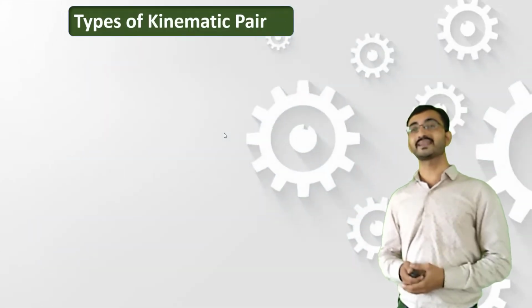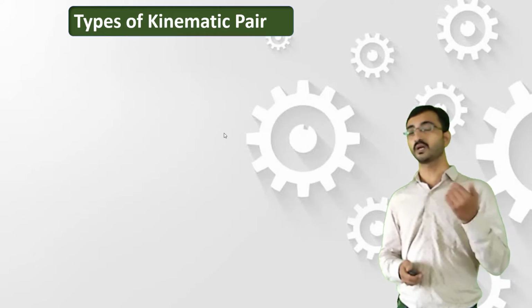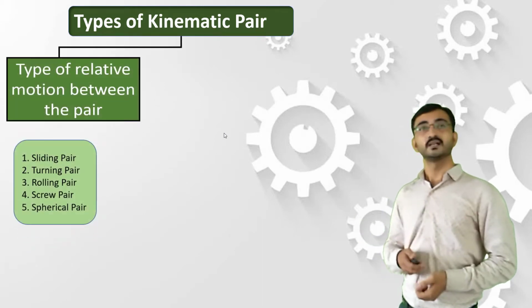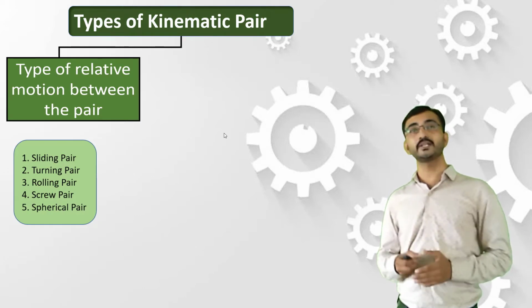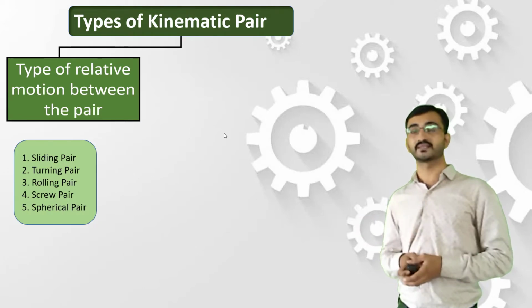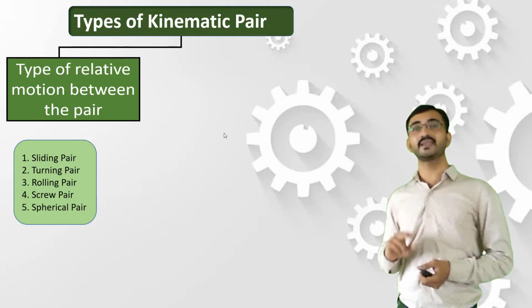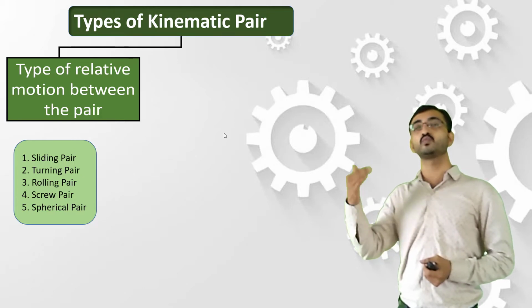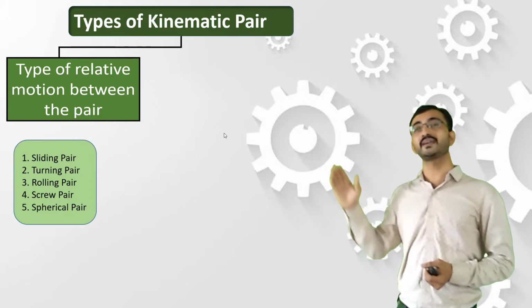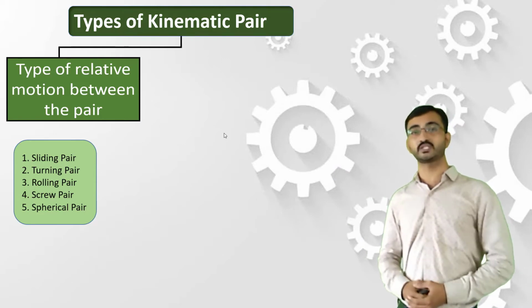Now kinematic pairs are classified according to mainly three categories. Let's learn one by one. The first type of kinematic pair is classified according to the relative motion between the two links. As we have referred, a kinematic pair is a combination of two links. Now in which manner these two links are moving will define the first classification, that is, according to the relative motion between these two links.